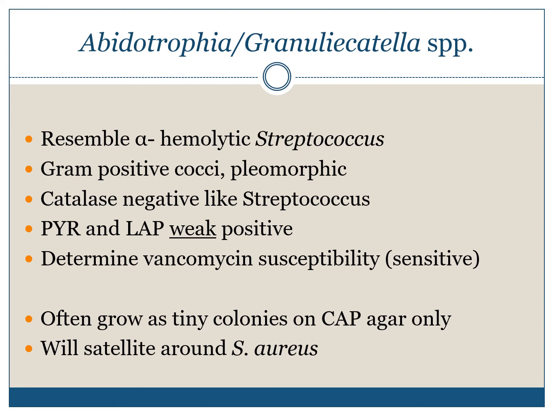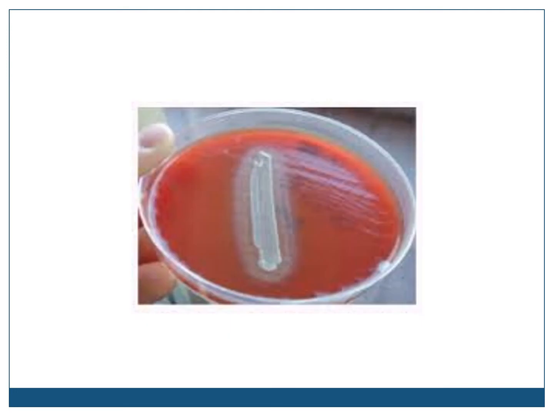Now, these Abiotrophia and Granulicatella will grow around the colonies of Staphylococcus aureus, and that makes them satellite. So here's an example of Abiotrophia and Granulicatella, and you can see that we have a line of Staphylococcus right down the middle, and then that haze around that line is actually your organism satelliting around the Staphylococcus aureus.